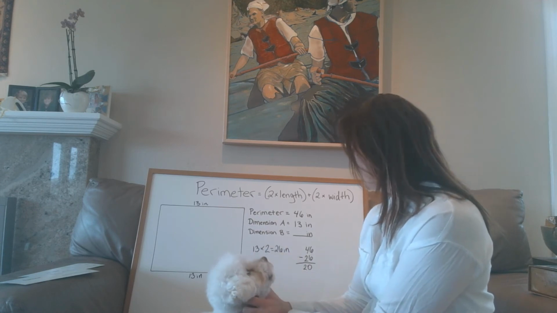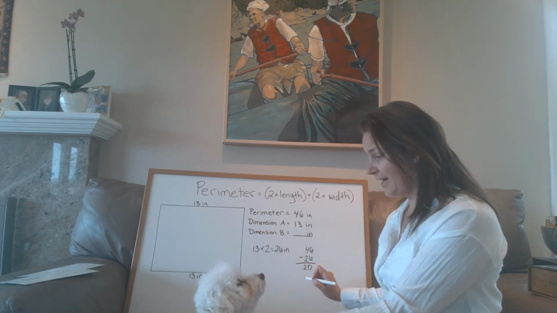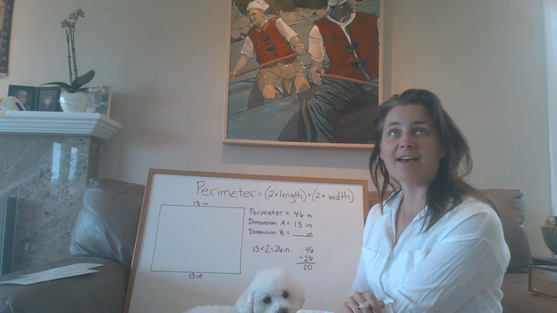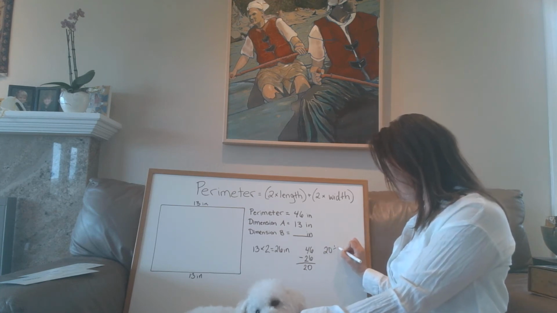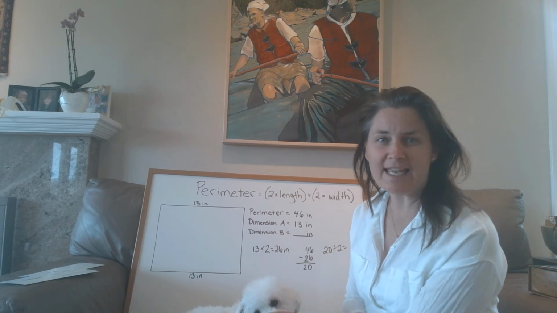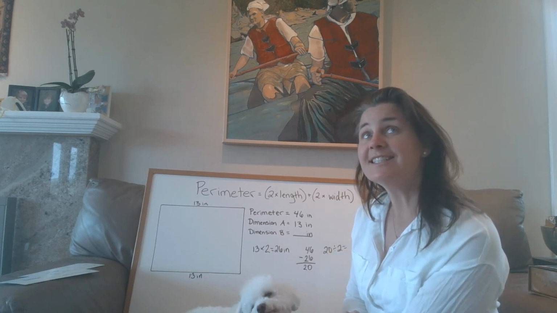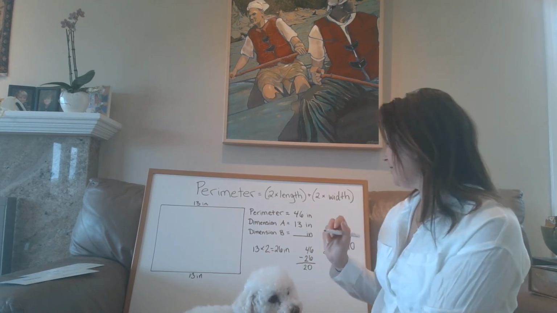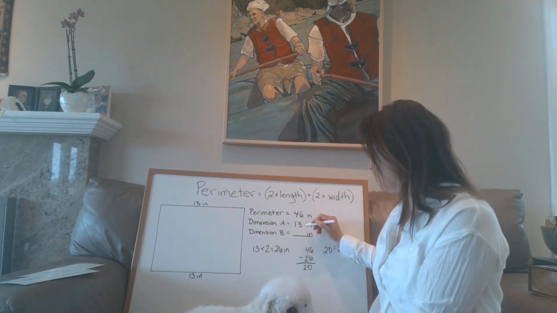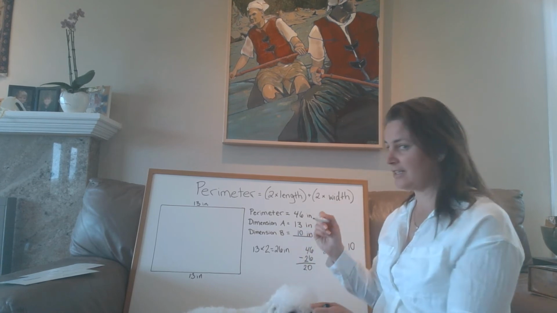So here we go. We're going to take 20 and we're going to divide it in half. So 20 divided by 2. Half of 20 is 10. So now we know that dimension B is 10 inches.